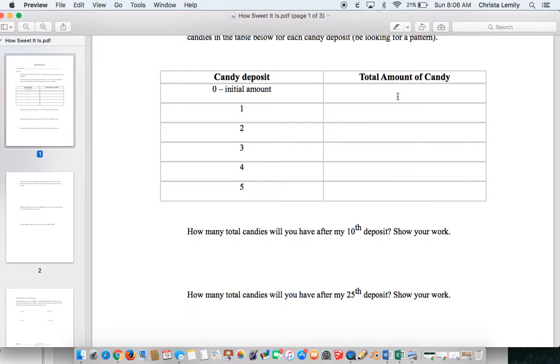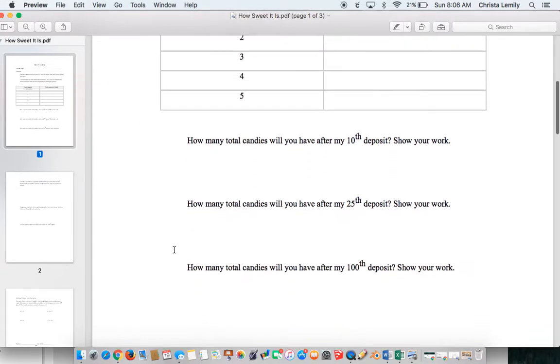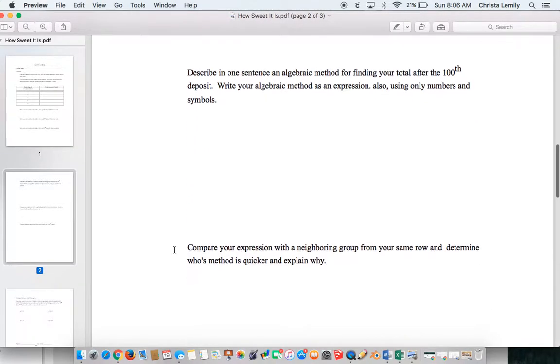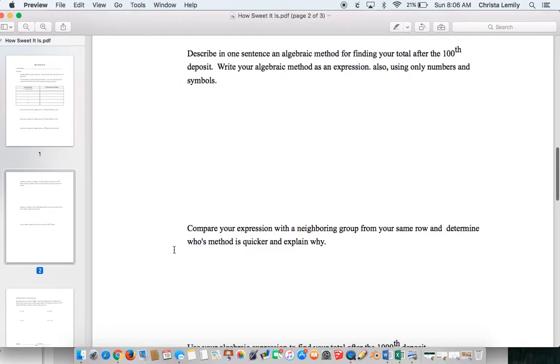But again, if you group homogeneously, you can differentiate every student's learning experience and still have basically the same pattern. The only pattern that would be different is the group that only received a Skittle and a half. Everyone else was still receiving 3 Skittles per deposit and 7 for the initial amount. So when you discuss the patterns and the expressions, they would be identical. It's just their experience with engaging with that pattern was different.